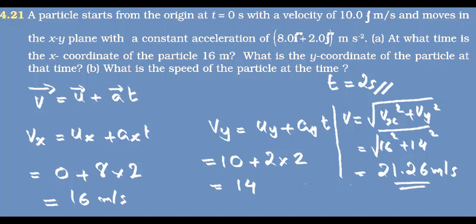So that is the speed at that point. So the answers: it's asked at what time does it reach x equal to 16. Answer, t is equal to 2 seconds. And what was the value of y at that point? Y was equal to 24. What is the speed of the particle at that time? The speed of the particle is 21.26.